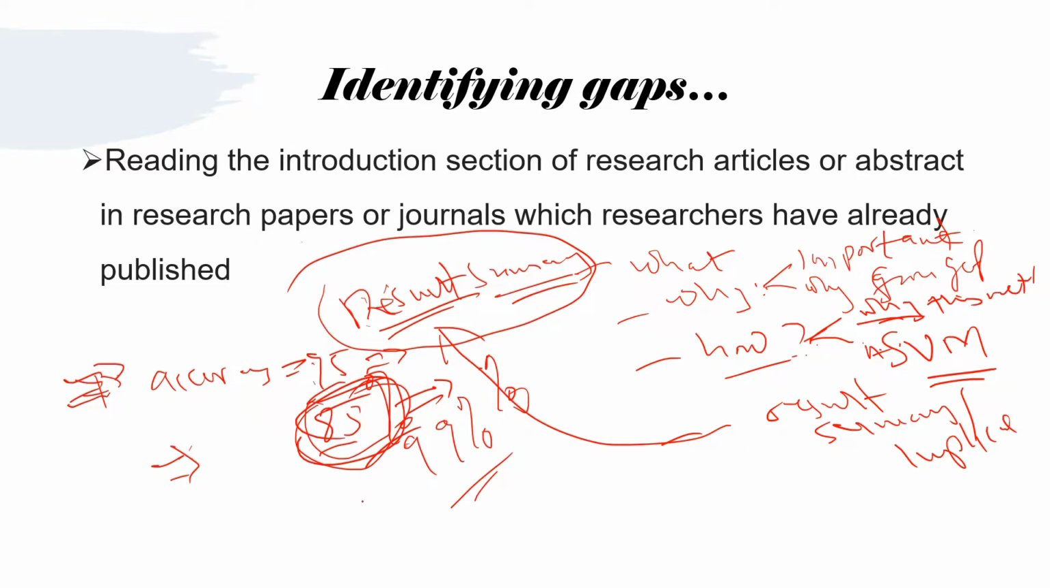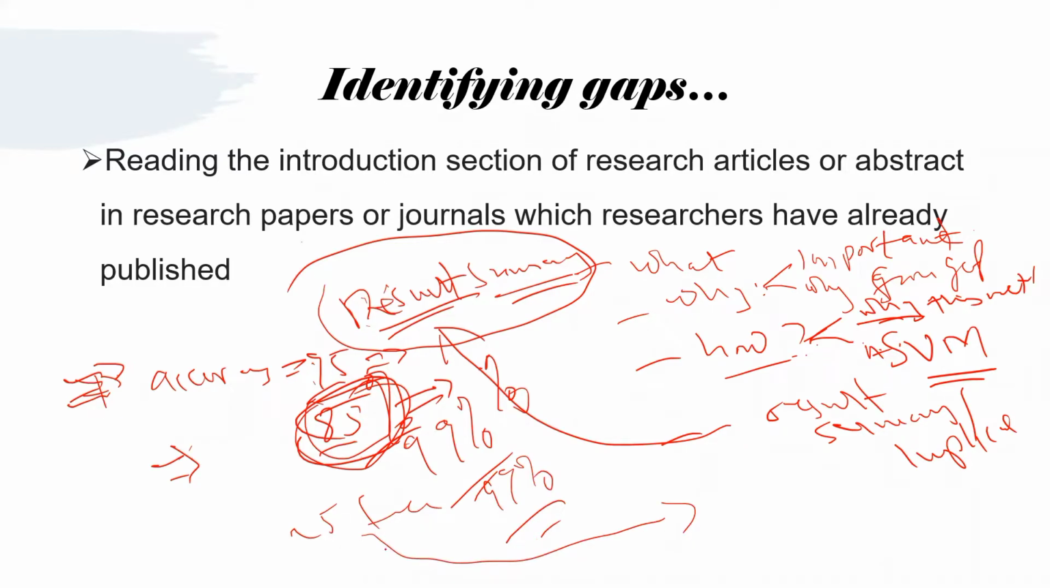What method have they used? How many features did they use? Some of them will put it in the introduction. If you find there that we have used maybe 25 features and we were able to achieve 99% accuracy, this is a very big pointer that there's room for you to do something.